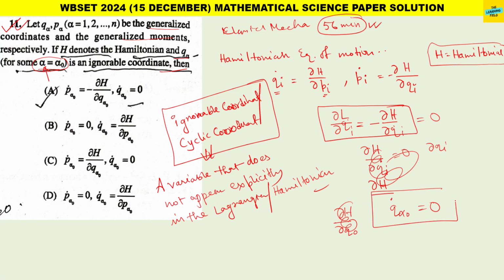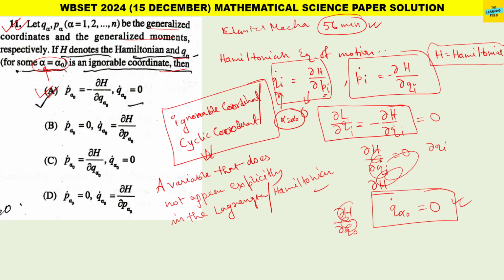Fine. If this is a cyclic coordinate or ignorable coordinate, then with respect to time, qi dot is equal to 0. And p alpha naught dot equals minus ∂H/∂qi. So this coordinate is equal to 0. If we put alpha equal to alpha naught here, then this ∂H/∂pi, or this function actually qi dot equals ∂H/∂pi, is equal to 0. So option A is the correct one. Fine.